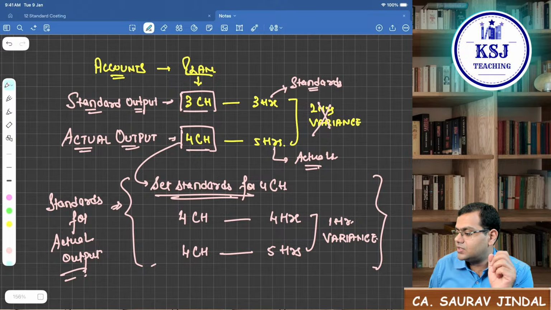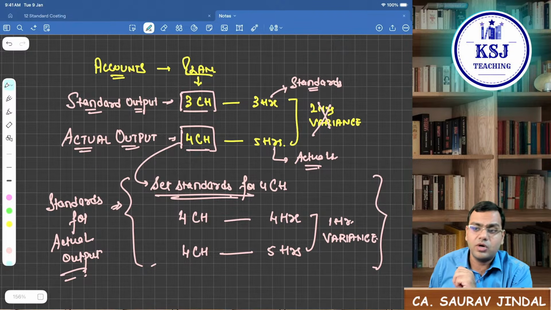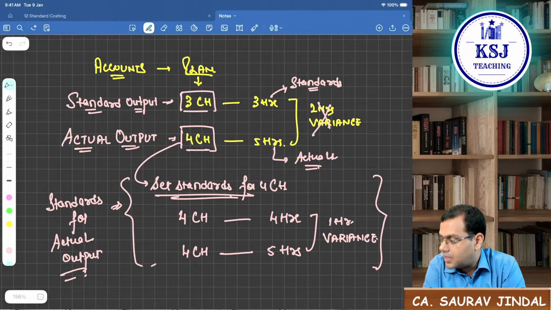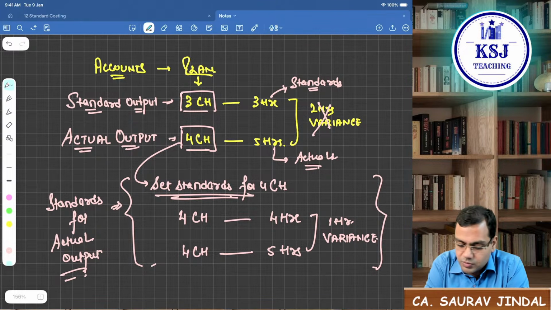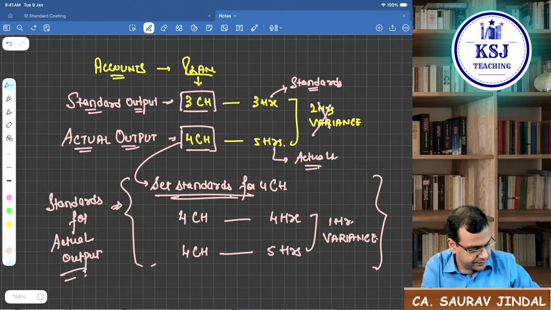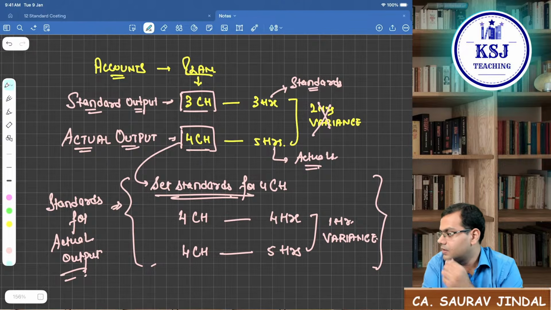Is this clear, guys? First, let me know this much. If this part is clear, it is a very important part for any variance calculation. If this is clear, please let me know. Yes, please let me know if this is clear, guys. Quickly. Clear?